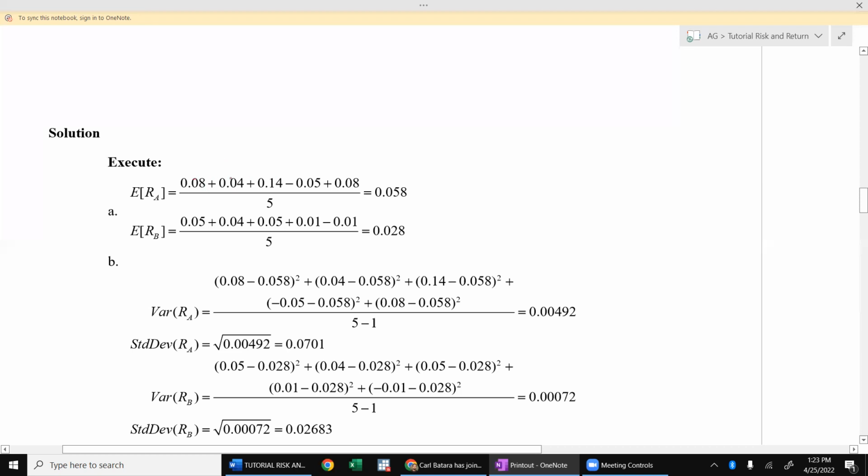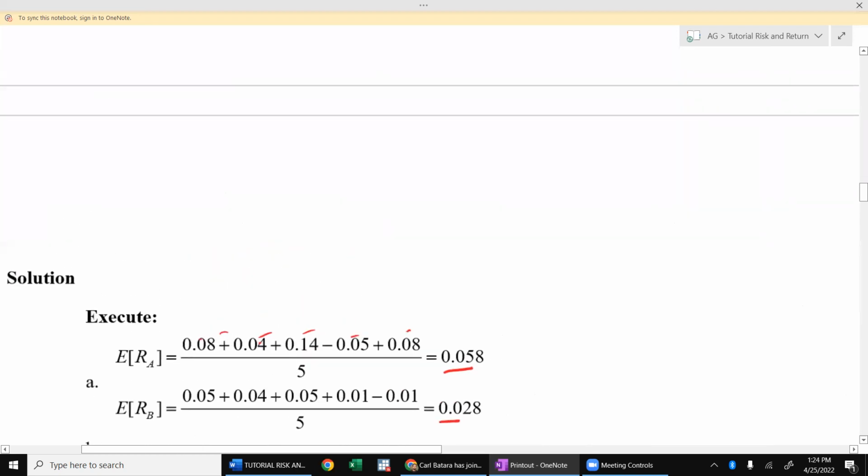We need to add all of the returns 1, 2, 3, 4, 5 and divide by n. That will be your expected return for A. Similarly, you will also add all of them to get the return of B. Okay, if I just don't show you the return and risk, which one do you expect will have higher risk? What are your expectations about the level of risk for A and B?